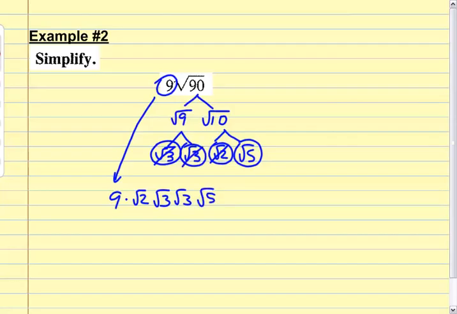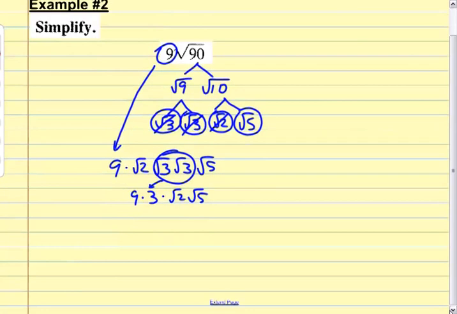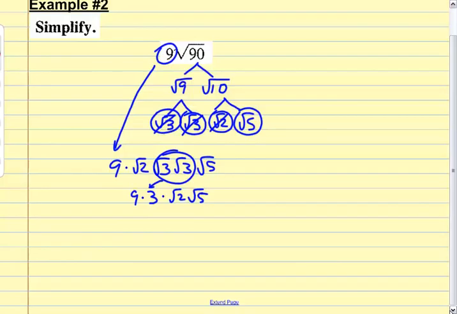Okay, do I have any pairs? I do. Right there. So now it's 9 times root 2. Well, you know what? I'm going to put that 3 in front now. 9 times 3, right? Times root 2 times root 5. Let's multiply the things that we can. I'm going to multiply the whole numbers here, 27, and then multiply the radicals back together because I can't reduce them anymore, and I just get root 10. So 27 times the square root of 10 is equal to 9 times the square root of 90.